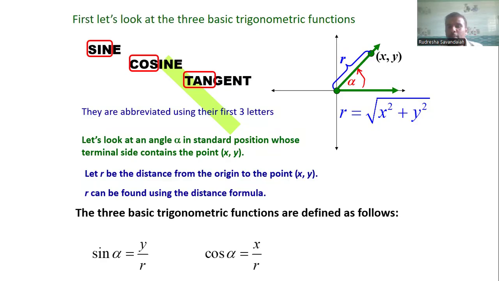The three basic trigonometric functions can be defined as follows. See, this is very important. Please look here, everybody. This is the horizontal axis x, this is the vertical axis y. See, sin alpha is equal to y by r. Cos alpha is equal to x by r. Tan alpha is equal to y by x.